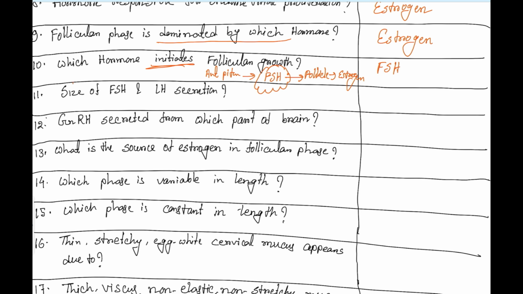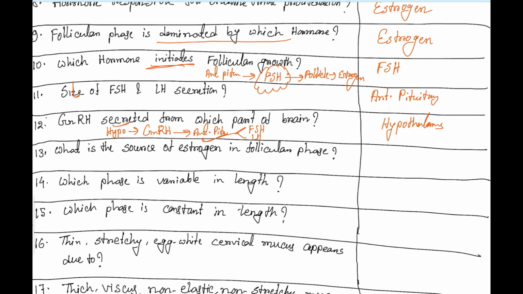What is the site of FSH and LH secretion? Your answer will be anterior pituitary. It secretes the FSH and LH. GnRH is secreted from which part of the brain? The answer will be hypothalamus, okay. The hypothalamus secretes GnRH, it sends a message to the anterior pituitary, then the anterior pituitary secretes FSH and LH. So the source of FSH and LH, the answer will be anterior pituitary.